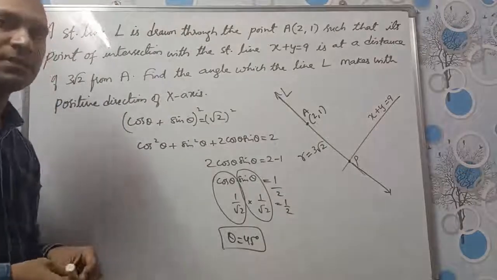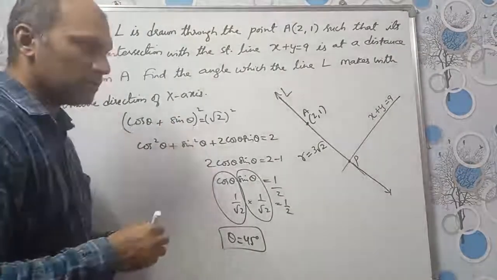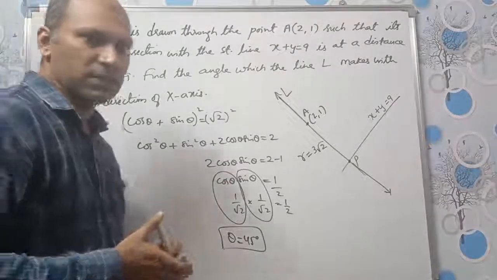45 degrees. See, there are many methods of finding theta value from here. This is one of the easiest methods, squaring.